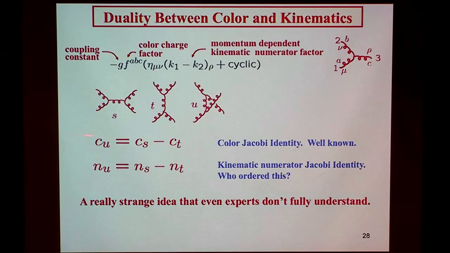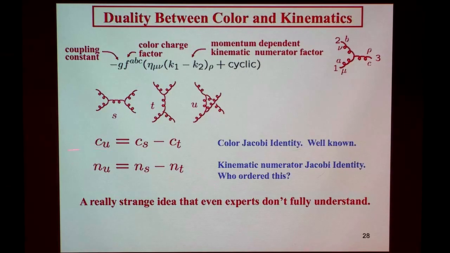And it satisfies an identity that every graduate student learns. It's called the Jacobi identity. And it says that the color charge or color factor of this diagram is equal to the color of this diagram minus that one. Okay?